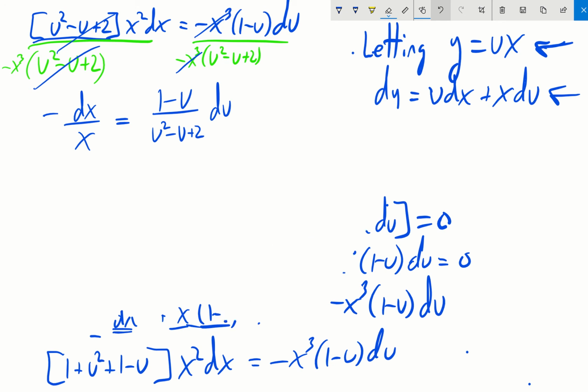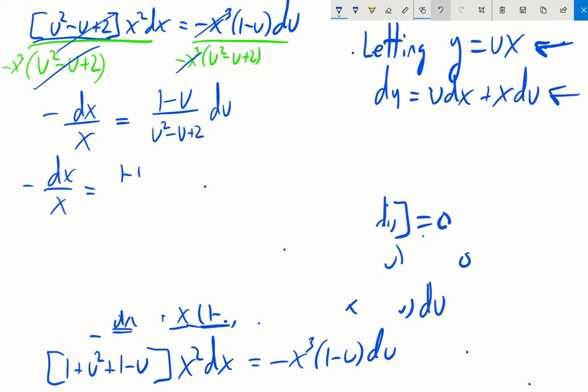The left-hand side is an integration. The right-hand side, we're going to need to do some partial fractions. We have negative dx over x is equal to, this is 1 minus u. This denominator should factor as, oh no, it won't factor. So that will not factor, hold on one second.